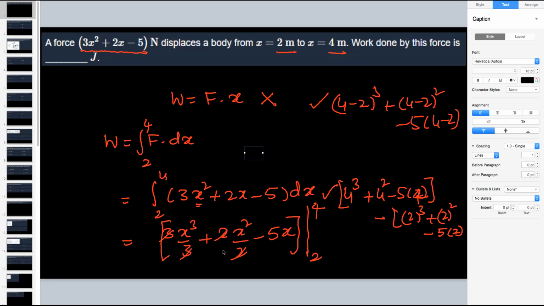Shall we do it this way, or that way? Let's see what answer we get if we do it this way. 4 minus 2 cube, 2 cube is 8, plus 4 minus 2 square, 4 minus 4, minus 2 into 2, so we get 10 joules. If we do it this way, 4 cube is 64, 64 plus 16 is 80, 80 minus 20 is 60, minus 2 cube which is 8, plus 4, 8 plus 4 is 12, 12 minus 10, so 58 joules. Now you tell me, is this the correct answer or that one? This is the correct answer. Then why should we not do it the other way?